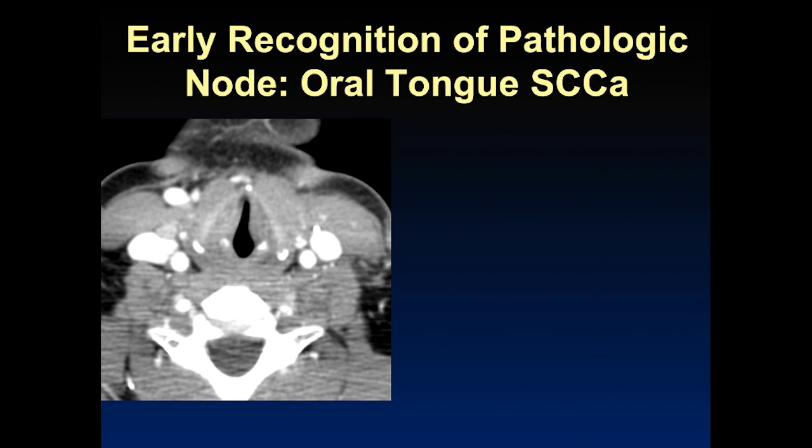In order to recognize a pathologic node early, one trick that you can do is pay attention to the contour of the jugular vein.